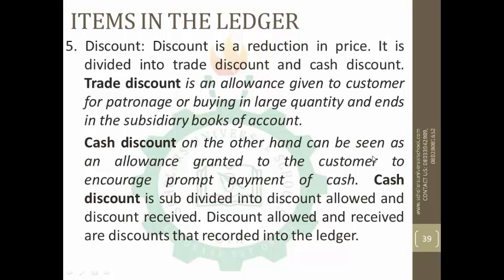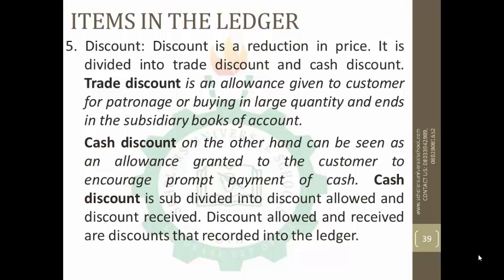And cash discount is subdivided into two, which are discount allowed and discount received. Now, discount allowed and discount received are those discounts that are recorded in the ledger. So I'm saying it again, discount allowed and discount received, which are types of cash discount, are the set of discounts that are recorded in the ledger. Don't forget, the cash discounts are subdivided into two: the discount allowed and the discount received.